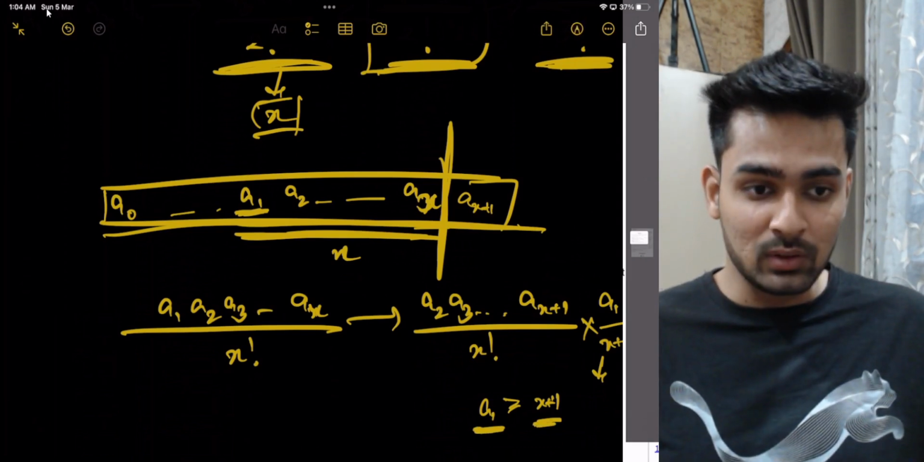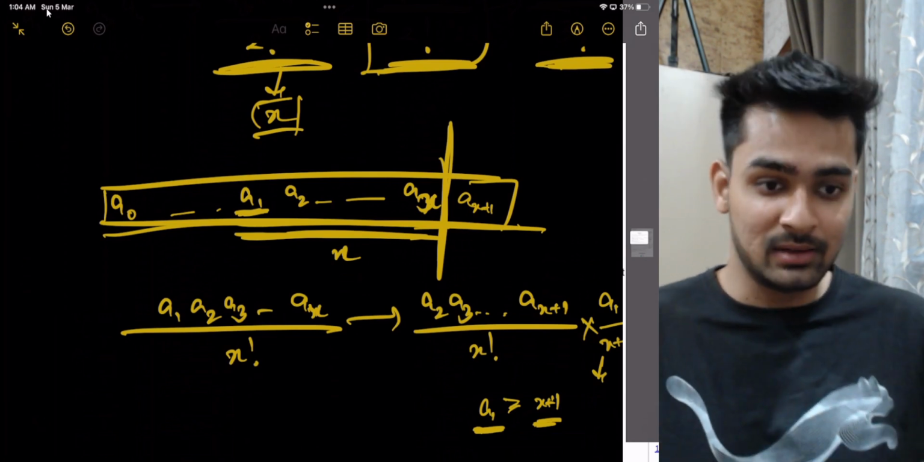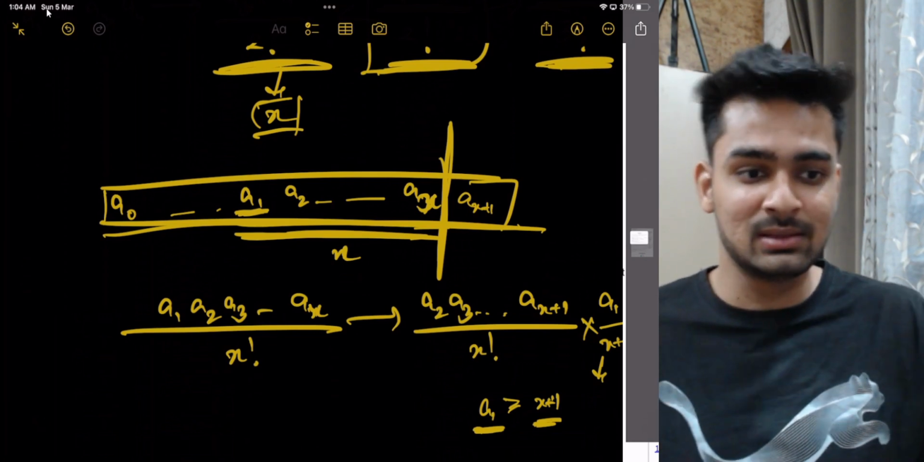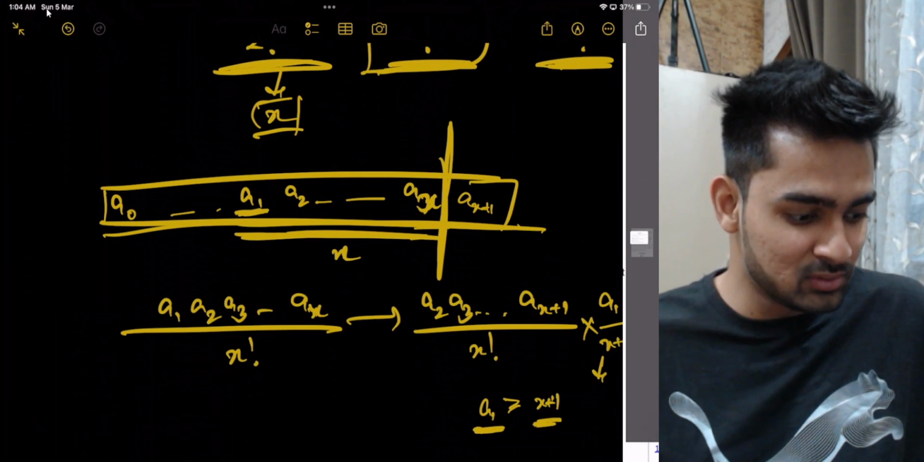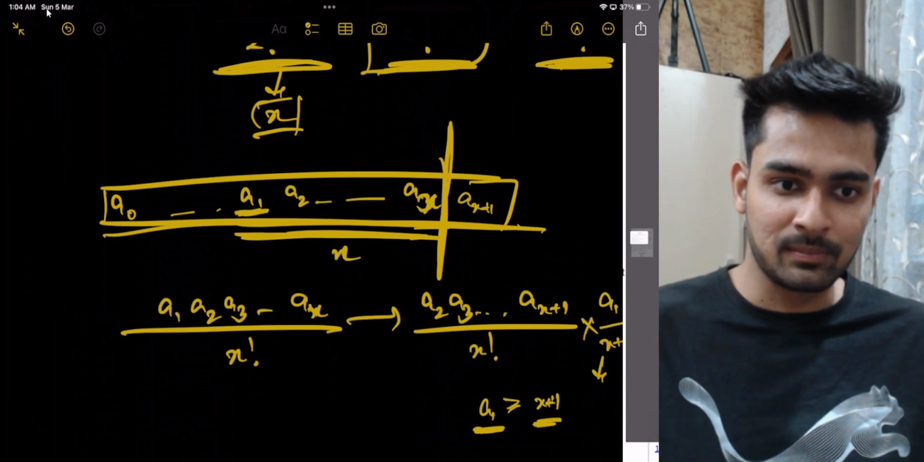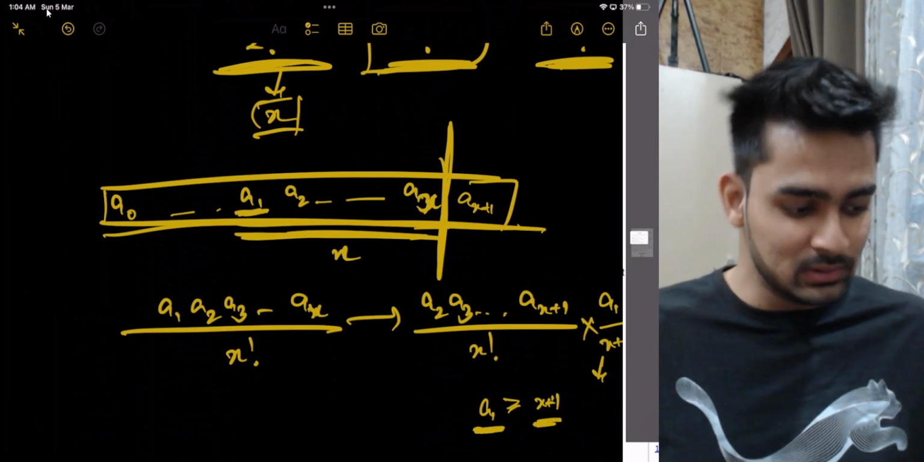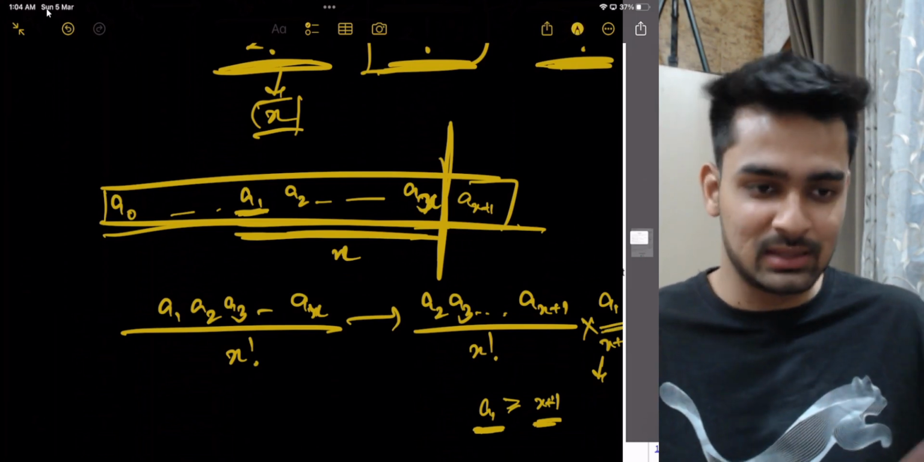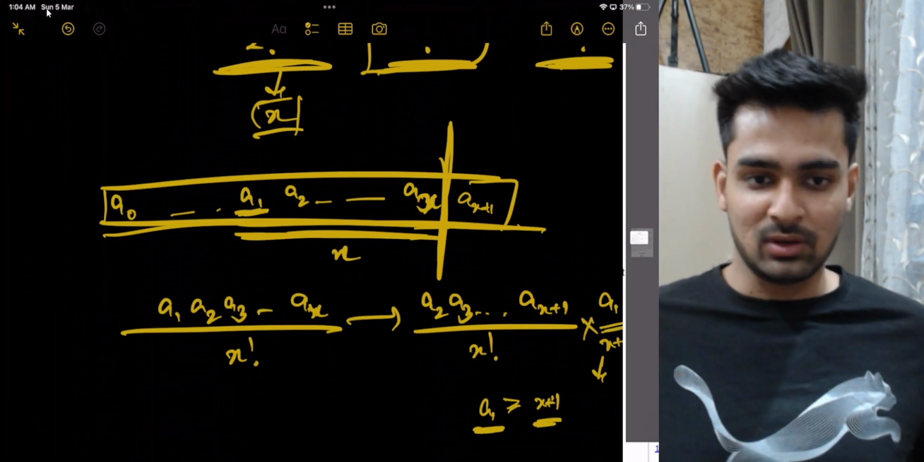If it is greater than or equal to x plus 1, why greater than or equal to? Because we are actually maximizing the length as well. That is why we also need to take the cases in which it is equal. So if it is greater than or equal, then take the first value as well. Otherwise, don't take the first value. And that is all we have to do.